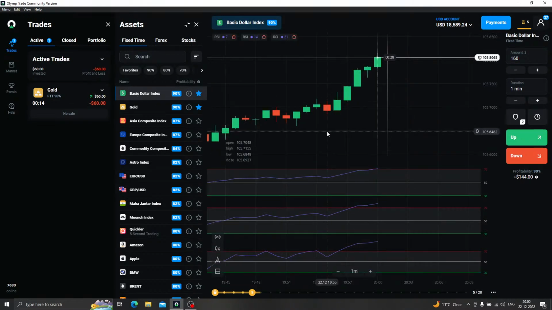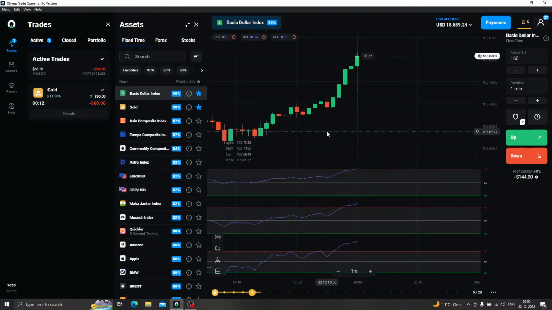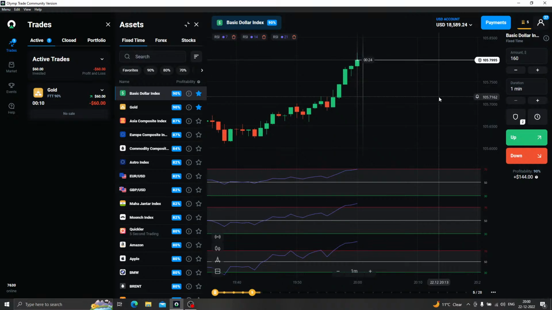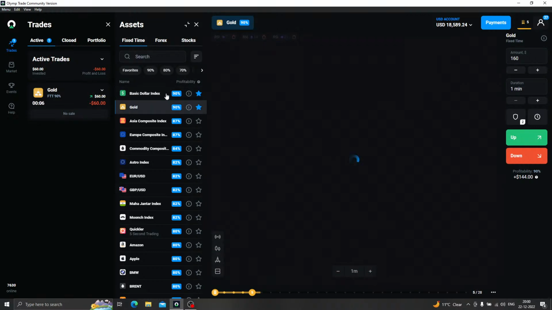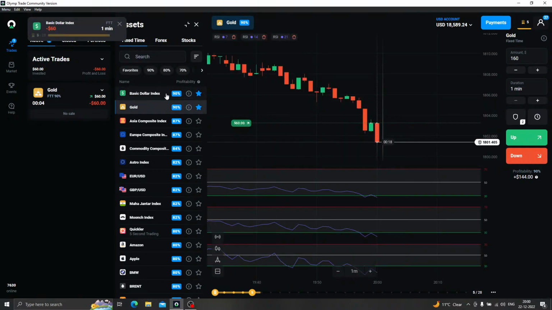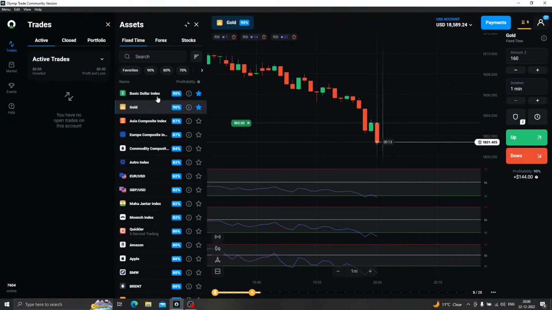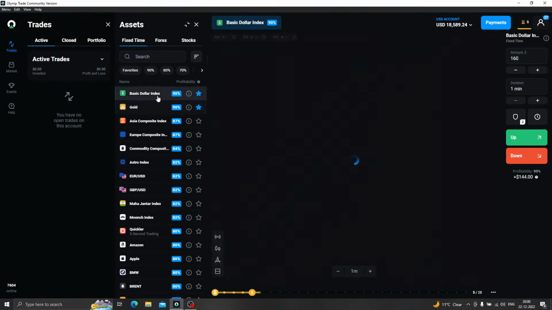If you have sufficient capital, guys, you can always use the martingale principle to recover your losses. So again, we will have two more potential entries here, one in gold and one in basic dollar index.